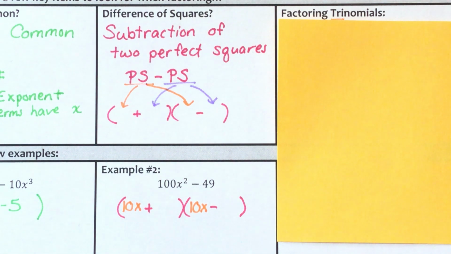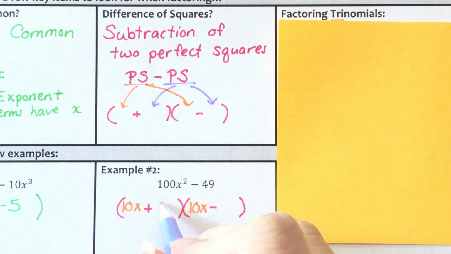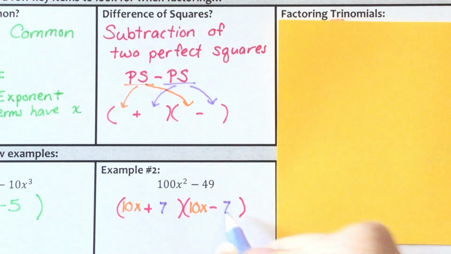Okay, second perfect square is 49. The square root of 49 is 7. So 7 goes in the second position on both of those factors. So our answer is 10x plus 7 times 10x minus 7.